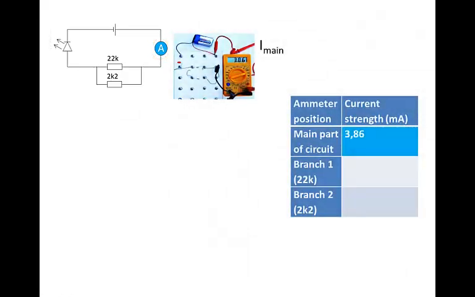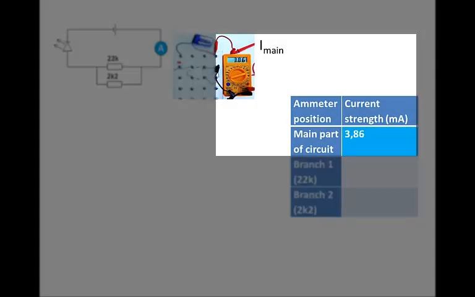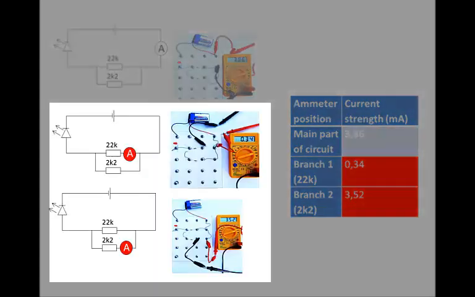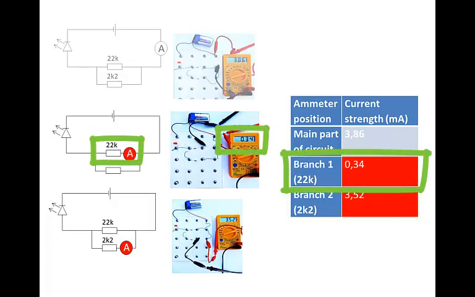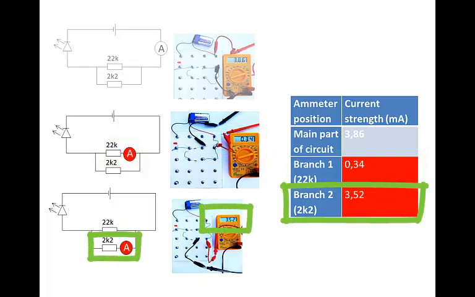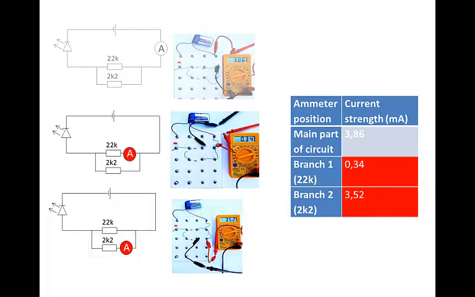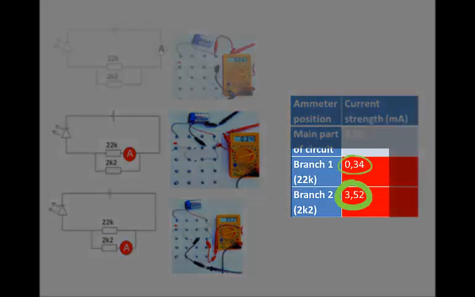We could call that I main. We can see that the measurement is 3,86 milliamps. Now we move the ammeter into the positions shown here. So now we can measure the current strength through each of the two branches. We see that the current strength through branch 1 is 0,34 milliamps, and the current strength through branch 2 is 3,52 milliamps. Notice that more current is flowing through branch 2 than through branch 1.